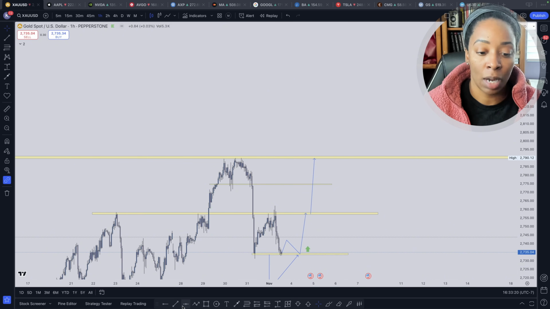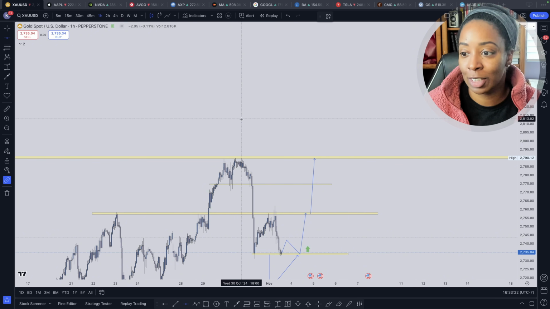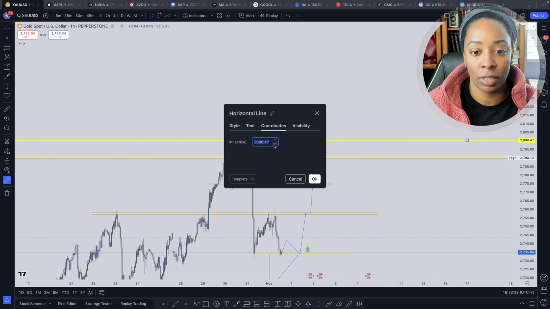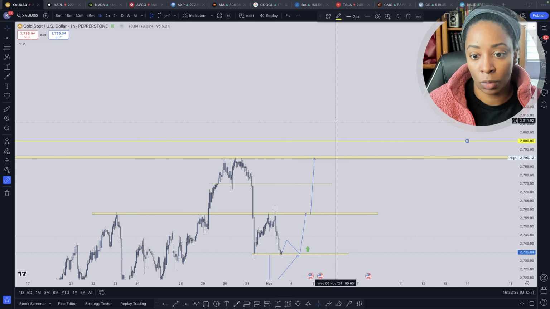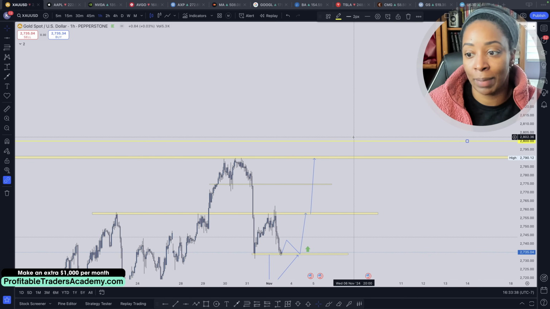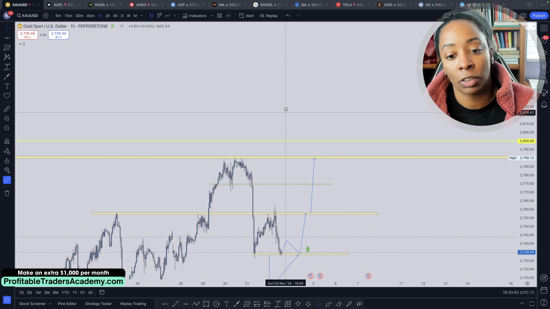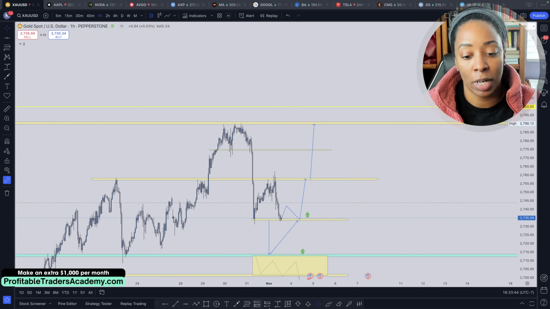So one thing that I would like to do is find my nice round psychological number at 2,800 flat. We got really close to this last week, just changing the coordinates a little. So now we got it right at 2,800 and basically just marking off really nice psychological levels. Another thing you could do if you use these are Fibonacci retracements.